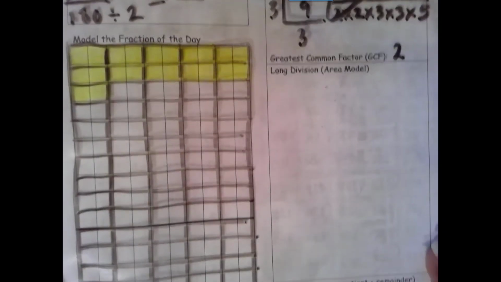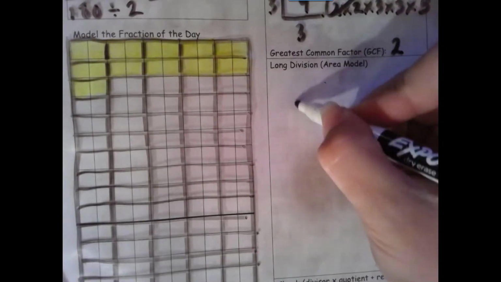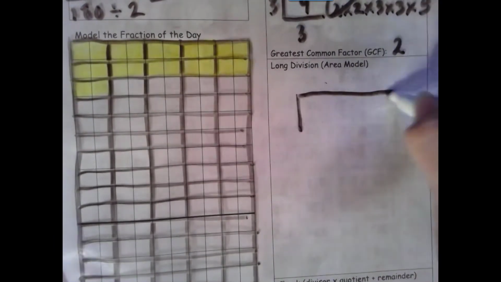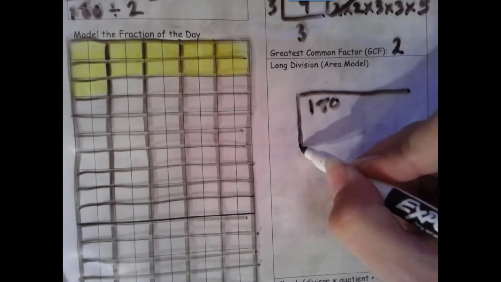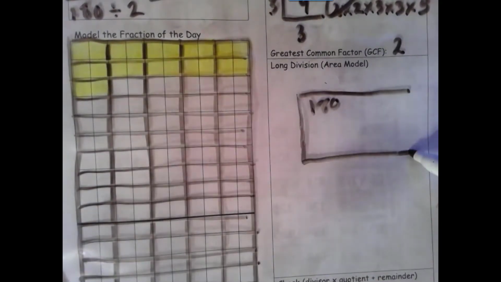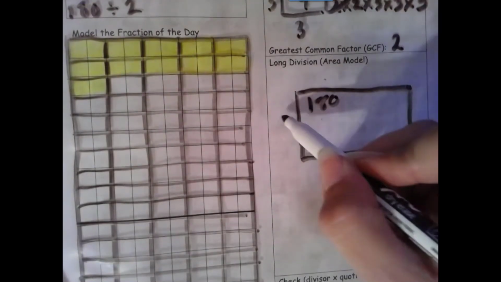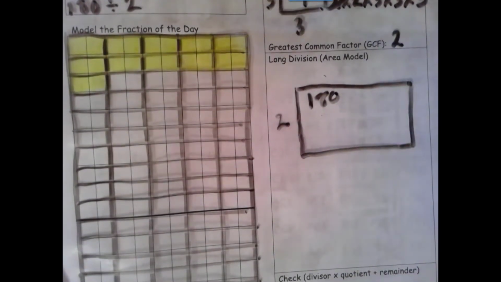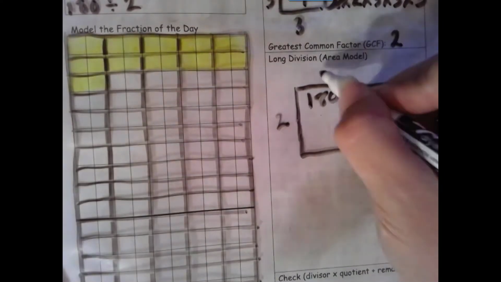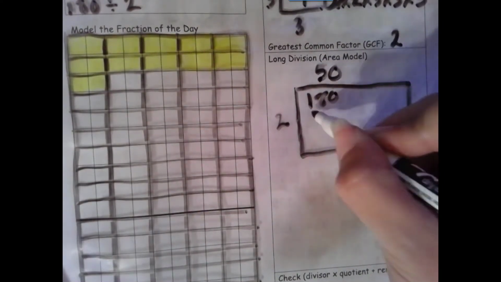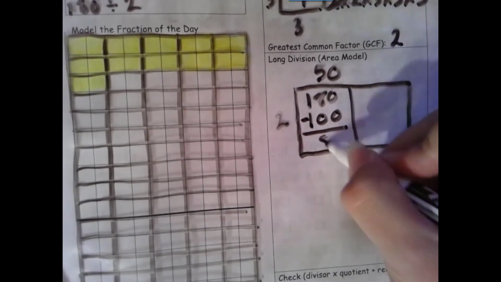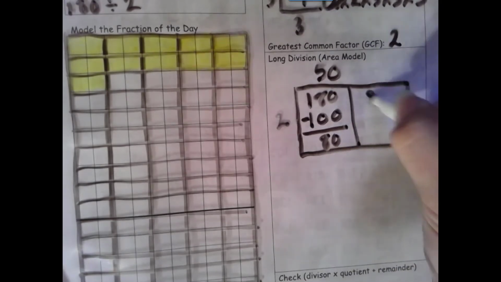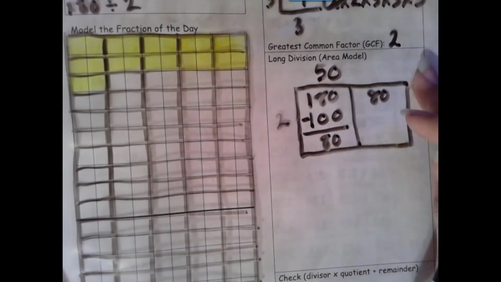Let's go ahead and look at our area model. So 180 divided by 2. Well, let's see. I know that 2 times 50 will give me 100. Numbers the same, zeros the game, more on top, no need to stop. Bring 80 up here. Let's see.